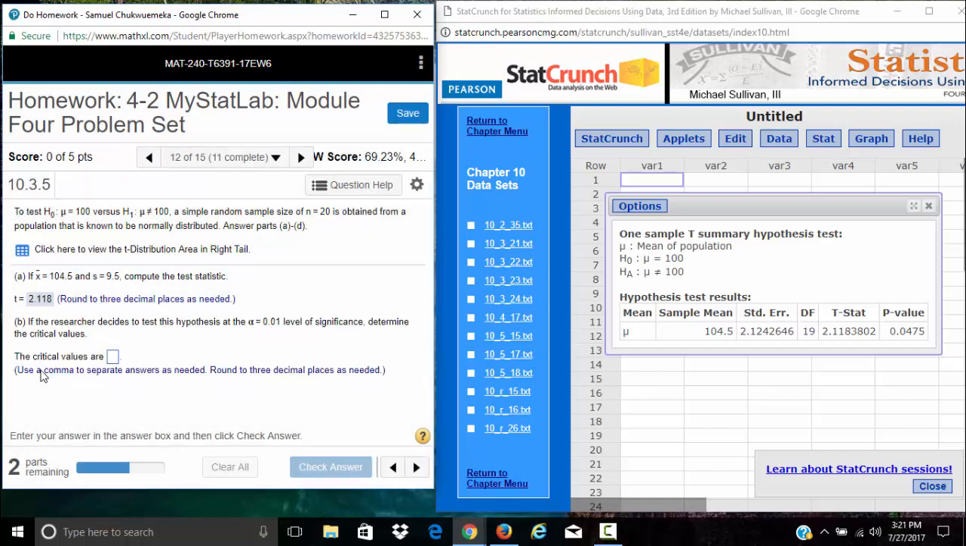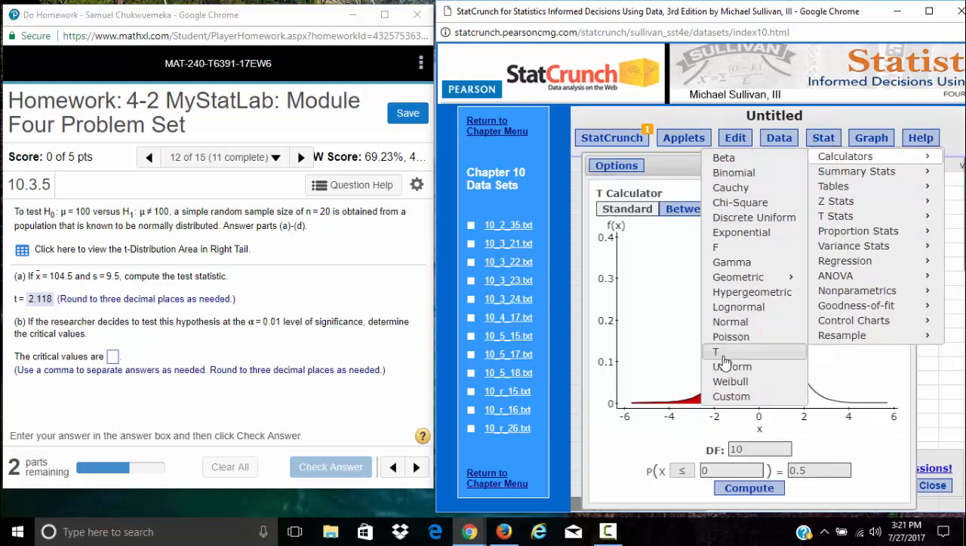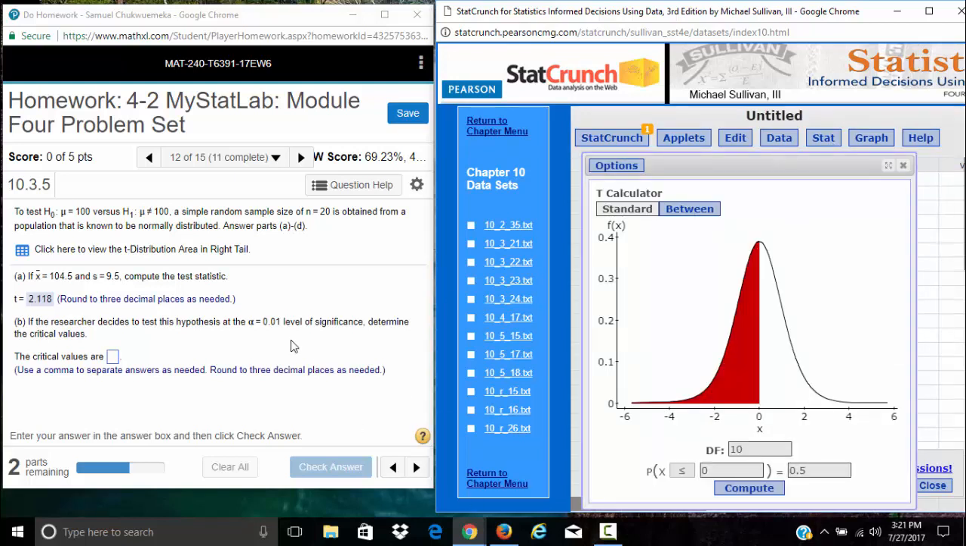Now, if the researcher decides to test this hypothesis at the 0.01 level of significance, determine the critical values. With the critical values, this is what you do. Close this. Go to Start, go to Calculators, go to T. This is a 0.01 level of significance, so you divide it by 2. If you divide it by 2, what do you have?